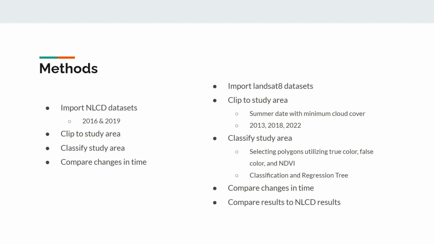For Landsat images, there are more years to pick from, and I decided to go with the maximum range of data available from Landsat, 2013 to 2022, with a year in the middle for 2018. To try and minimize variability between the images, I picked an image for each year that was in the summer and had the least amount of cloud cover. This allowed for the creation of multiple images, true color, false color, and NDVI, utilizing the different bands of Landsat 8 to visualize the study area.